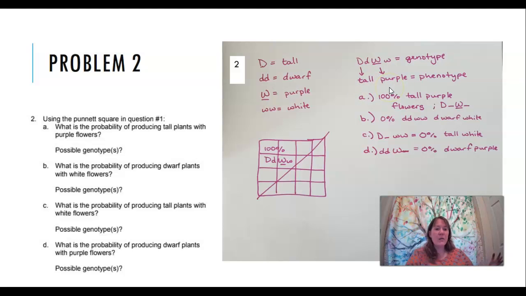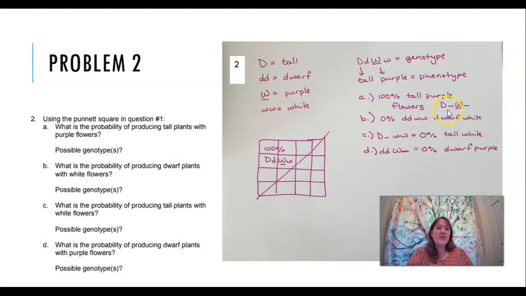The phenotype is the outcome that we see on the outside. The genotype is this right here: big D, little d, big W, little w. That equals the genotype. So part A is asking what is the probability of producing tall plants with purple flowers? It is 100% likely that you're going to get all plants that are tall and purple. The genotype for that is anything that's big D, anything, which will have that phenotype.